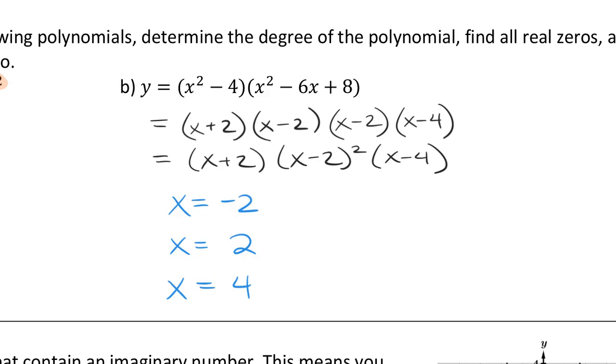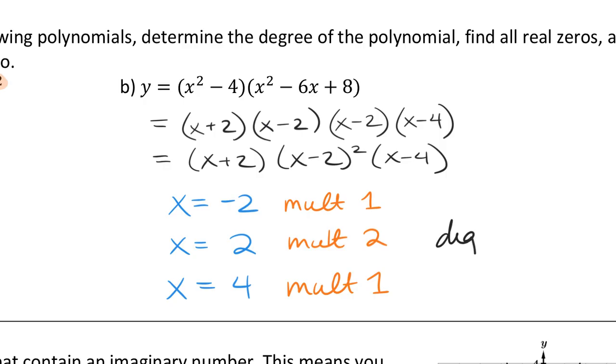What is the multiplicity of the 0, negative 2? 1, very good. So would that bounce or pass through the x-axis? Pass through. What is the multiplicity of the 0, 2? 2. Would that bounce or pass through? Bounce. And then what is the multiplicity of the 0, 4? 1. Would it bounce or pass through? Pass through. Fabulous. Okay, so if we're adding this all up to find the degree of the function, what would be the degree of this polynomial? It would be 4.